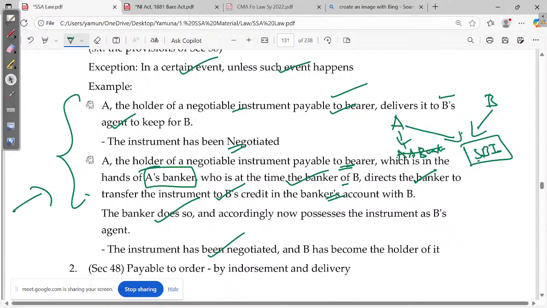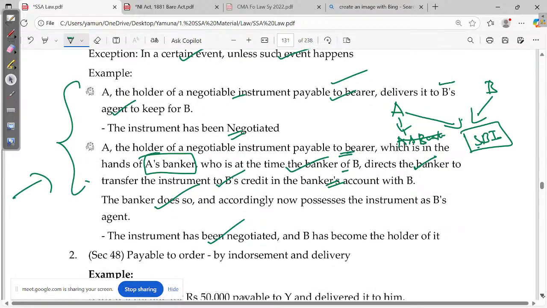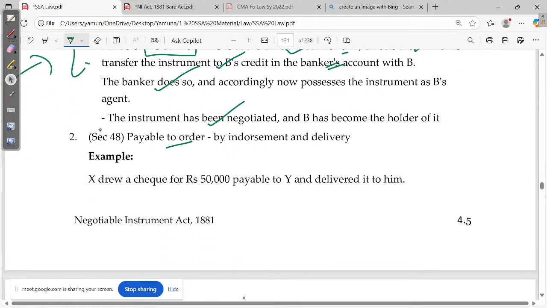The banker is one person holding both accounts. So that's about section 47. Then we'll go for payable to order, which follows from section 48, by endorsement and also delivery, endorsing and delivery.